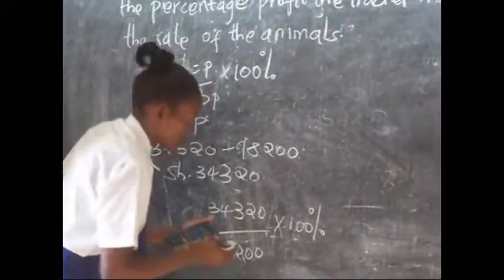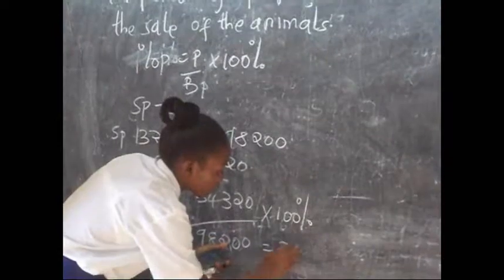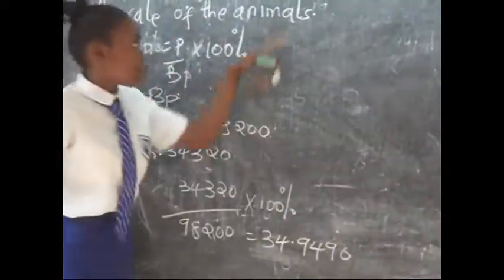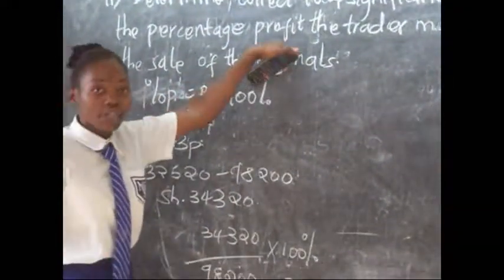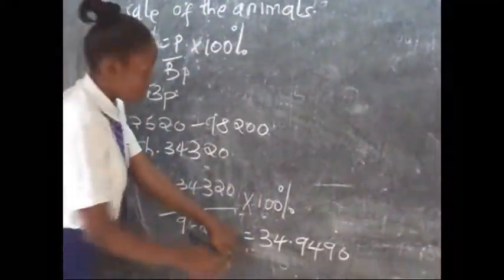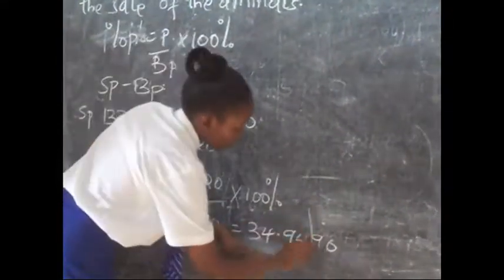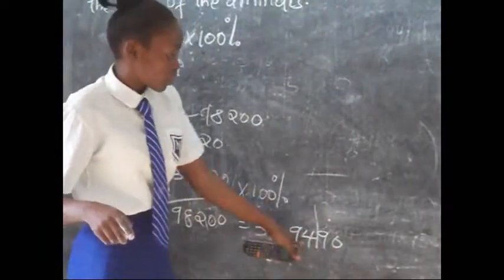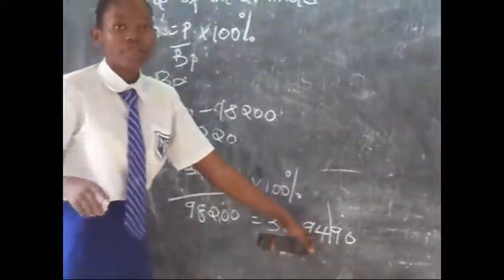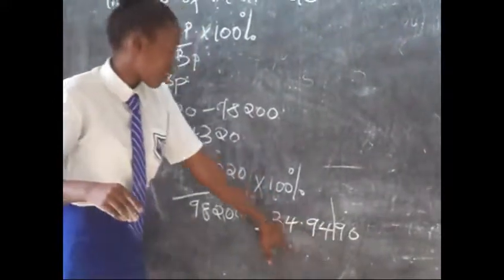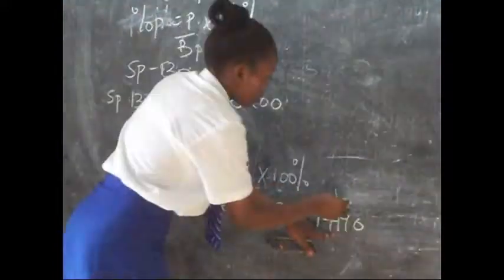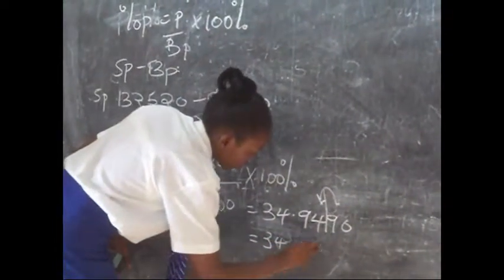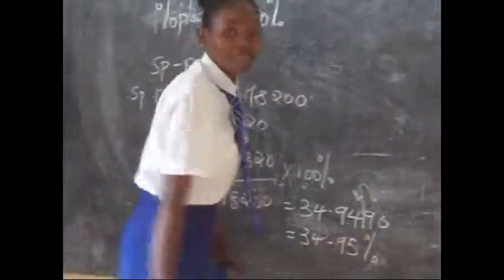The answer will be, but remember, we were told to make it to 4 significant figures. So we are going to count from this end: 1, 2, 3, 4. We are going to put this line here. If the next digit is 5 or above, we are going to add 1 to this side. As we are looking, it's above 5. So we are going to add 1 to have 34.95%. Thank you.